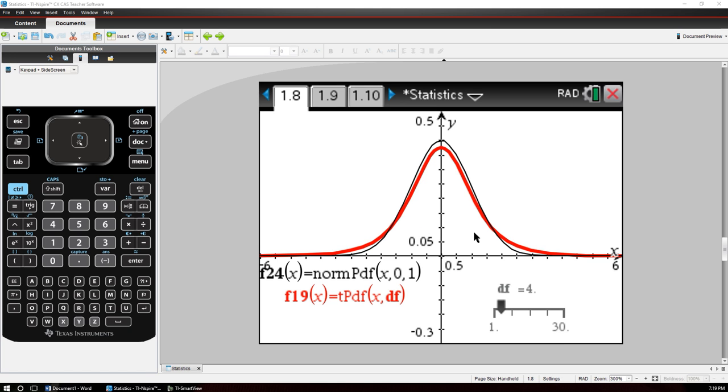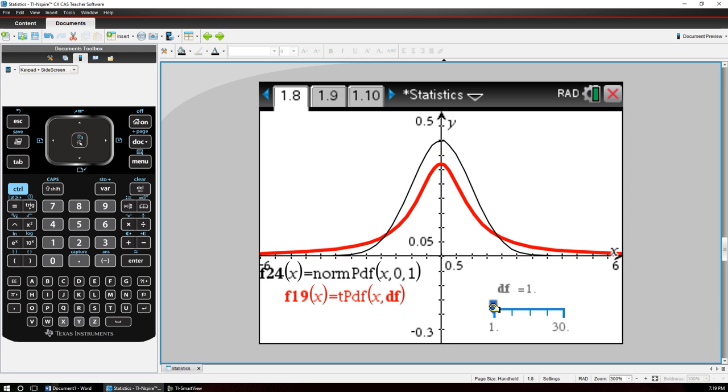Okay, let's take a look at this. This is a kind of cool thing that you can do in Nspire. You can actually create a slider, and this parameter df, for degrees of freedom, is controlled by the slider, and the red graph is now TPDF of x, with whatever that slider tells me is the degree of freedom. And so you can see this dynamically at work here. So as I slide it from 1 up to 30, you can see how the graph changes.